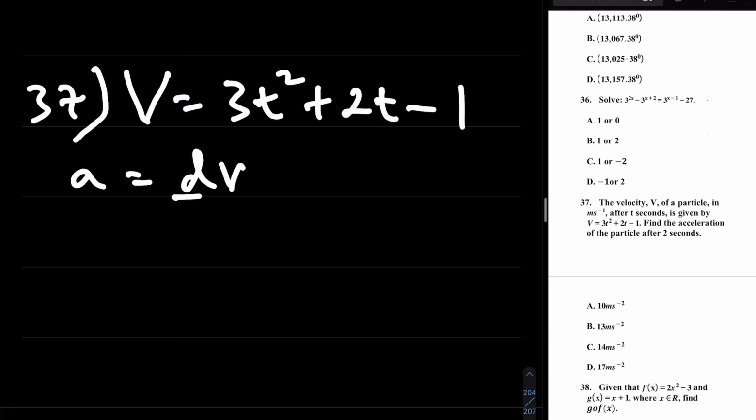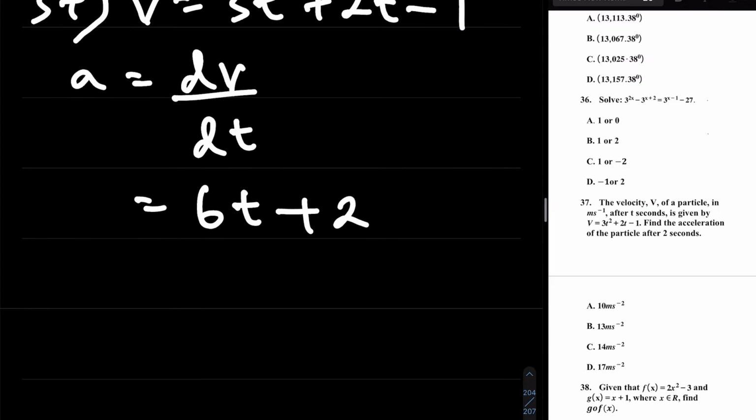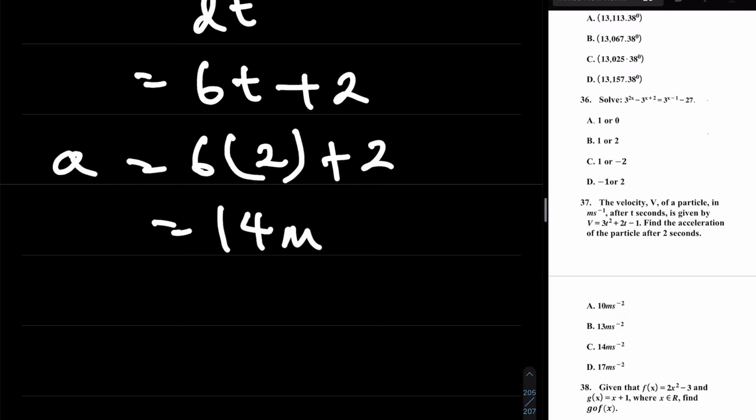Acceleration is a derivative of velocity. So A will be dv dt, which means 6t plus 2. That's acceleration. I want to find the acceleration after 2 seconds. That means after 2 seconds, A will be equal to 6 times 2 plus 2. And that's 12 plus 2, which is 14 meters per second squared. That was a piece of cake.